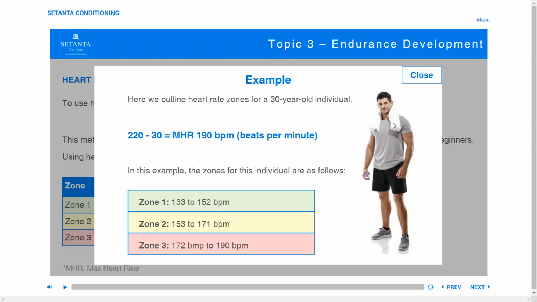Using this method is only an estimation, and while being a suitable method in controlling and planning training intensities for beginners, this method may not be suitable for advanced individuals, as max heart rate values will vary greatly between individuals.